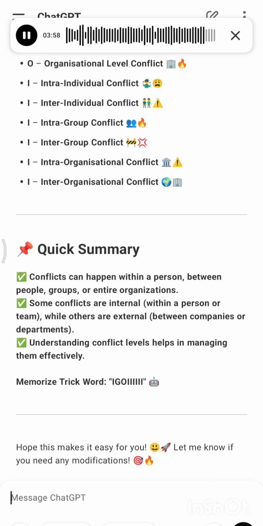Quick summary. Conflicts can happen within a person, between people, groups, or entire organizations. Some conflicts are internal within a person or team, while others are external, between companies or departments. Understanding conflict levels helps in managing them effectively.